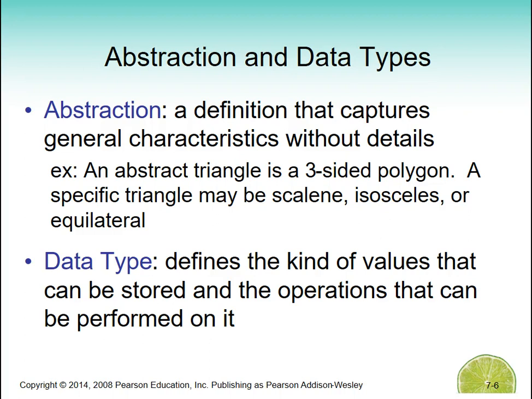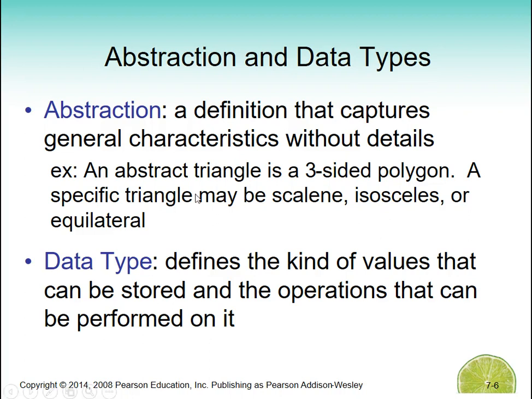Abstraction is the idea that you capture the general characteristics of something without the details. So for example, an abstract triangle is a three-sided polygon. A specific triangle will be scalene, isosceles, or equilateral.